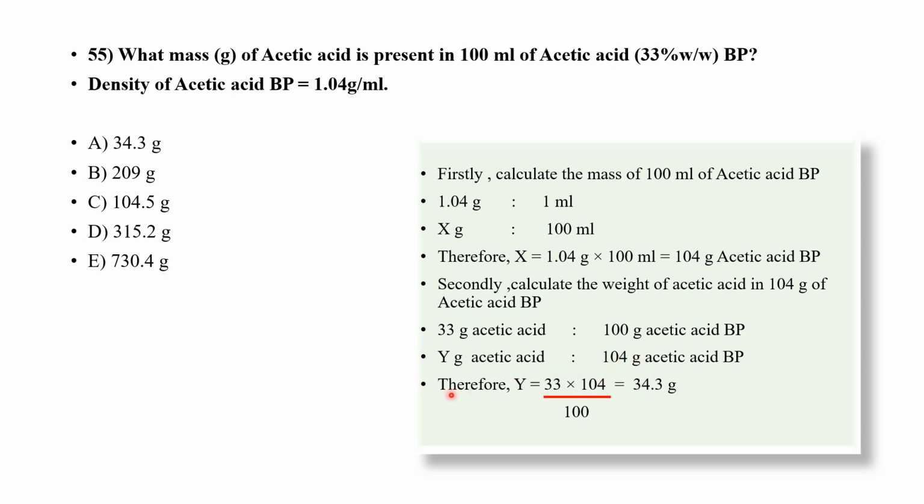So by cross multiplying, we can calculate the value of y. Y is equal to 33 into 104 divided by 100. That is equal to 34.3 gram. So here the correct answer is option A, that is 34.3 gram.